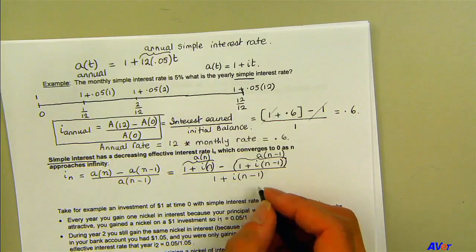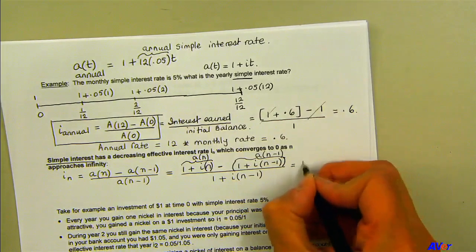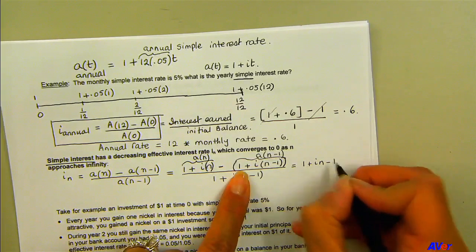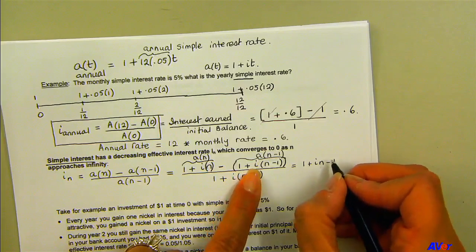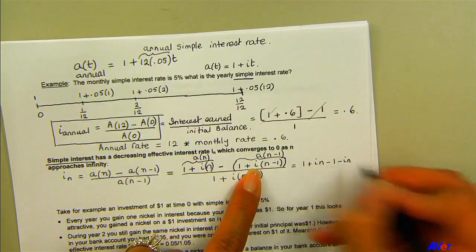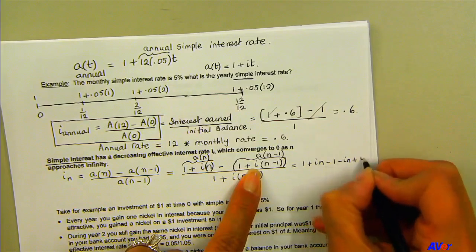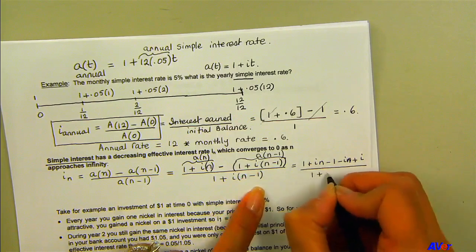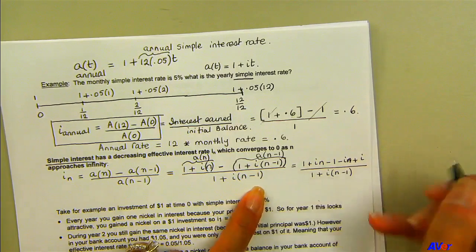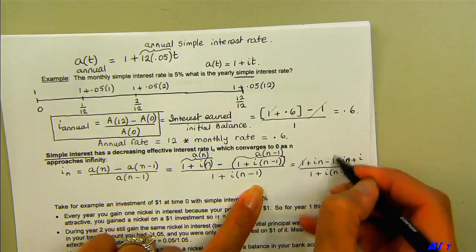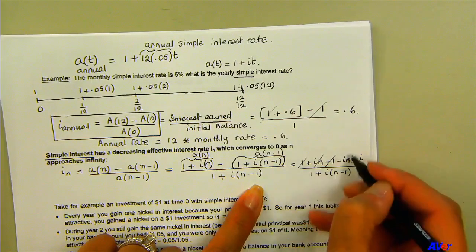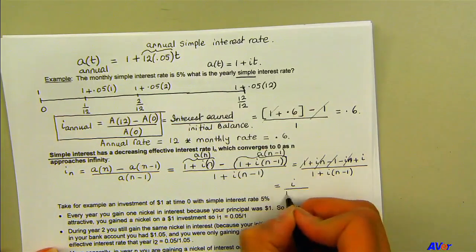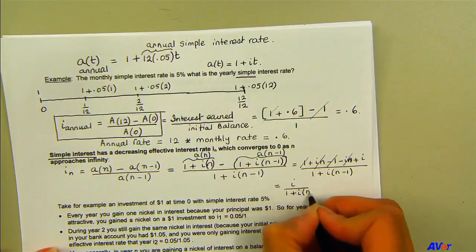So then my job is to clean this up. I get 1 plus In minus 1 minus In plus I, divided by 1 plus I times n minus 1. The 1 and the minus 1 cancel. The In and the minus In cancel. And I'm left with I over 1 plus I times n minus 1.